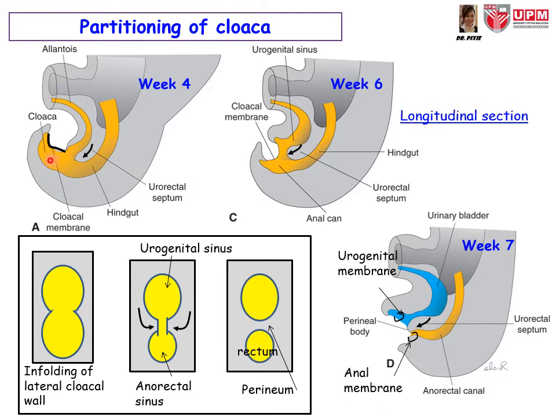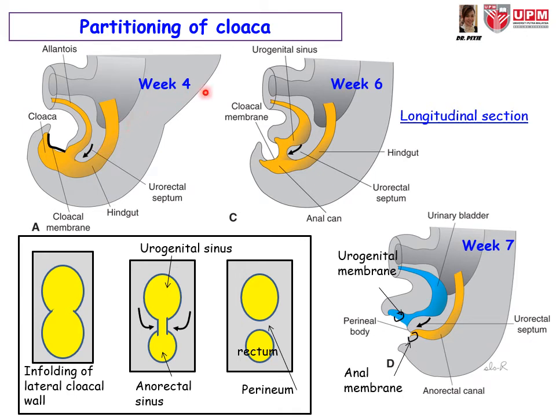The cloaca is in communication with a few structures. It communicates with the hindgut, the allantois, and also laterally with the mesonephric ducts. Here comes the growing of the urorectal septum, which is a splanchnic mesoderm. The urorectal septum grows downward and slowly partitions the cloaca, dividing it into the ventral part and the dorsal part.